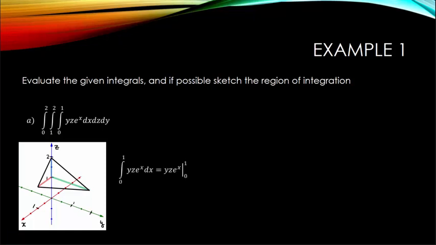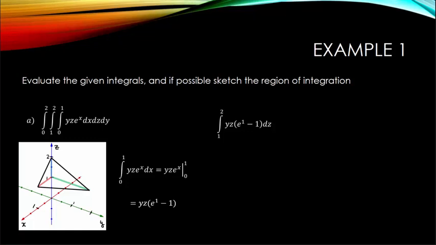I'm going to integrate the inside integral first, the integral from 0 to 1 of y z e to the x dx, which is equal to y z e to the x evaluated from 0 to 1. This gives me y z times the quantity e to the 1 minus 1. This becomes my integrand in my middle integral, the integral from 1 to 2 of y z times the quantity e to the 1 minus 1 dz.